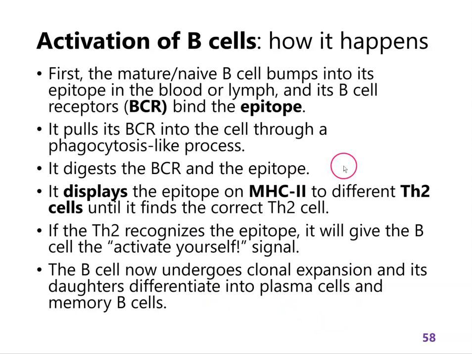So for B cell activation, instead of requiring a dendritic cell to bring it the epitope, it actually binds its own epitope and then shows it to a helper T cell, or to many helper T cells. And if one of those helper T cells recognizes it, that helper T cell will give it the activation signal.